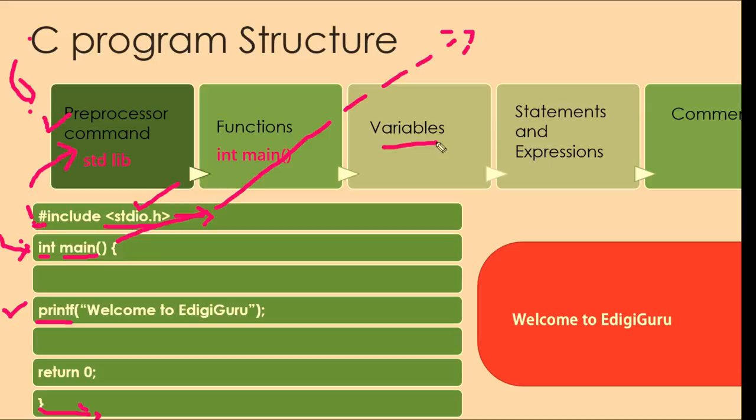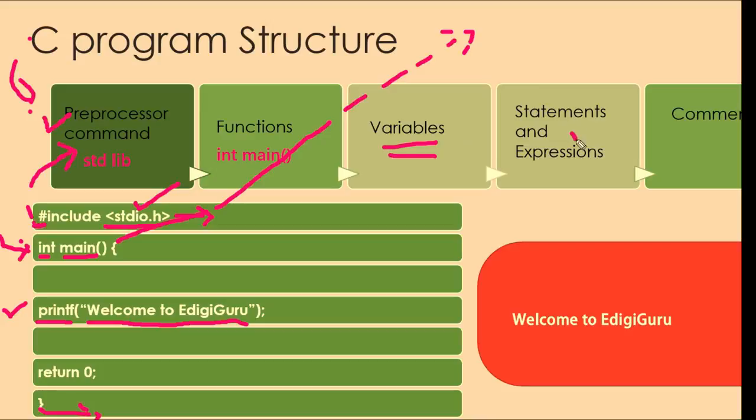The next is variables. Here we could declare the variable. I will show this in the next example, because here I have not declared any variable in this particular example, since this simply prints the message which has been written in the printf statement. Welcome to EDG Guru, which is written inside the double quotes of the printf statement, and it will simply print this message over here. So I have not declared a variable here. I will show this in another example.